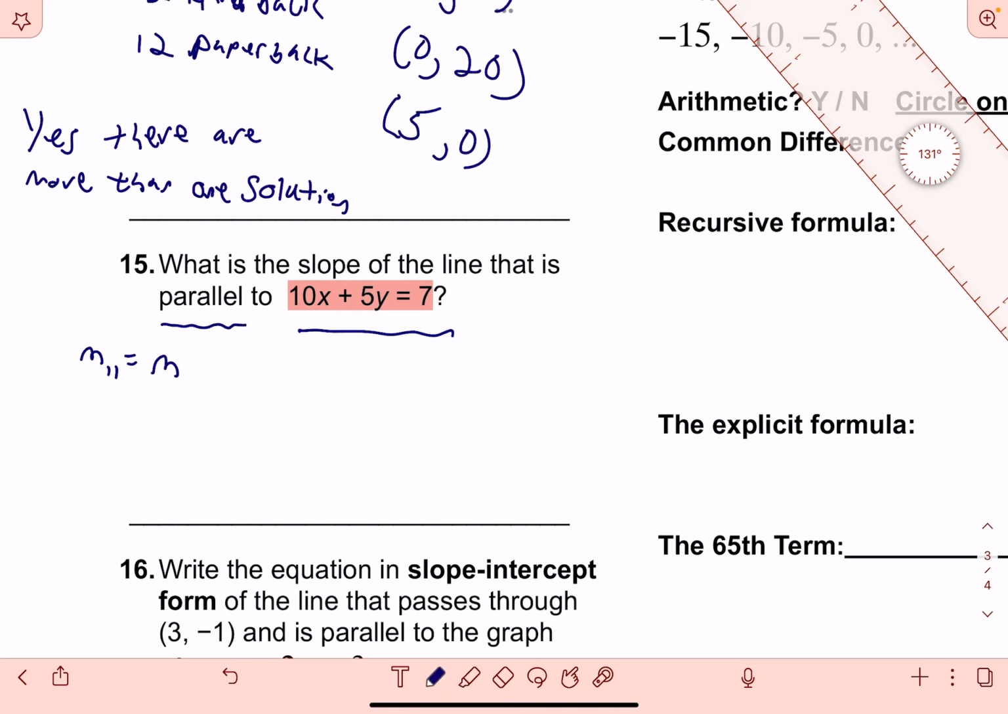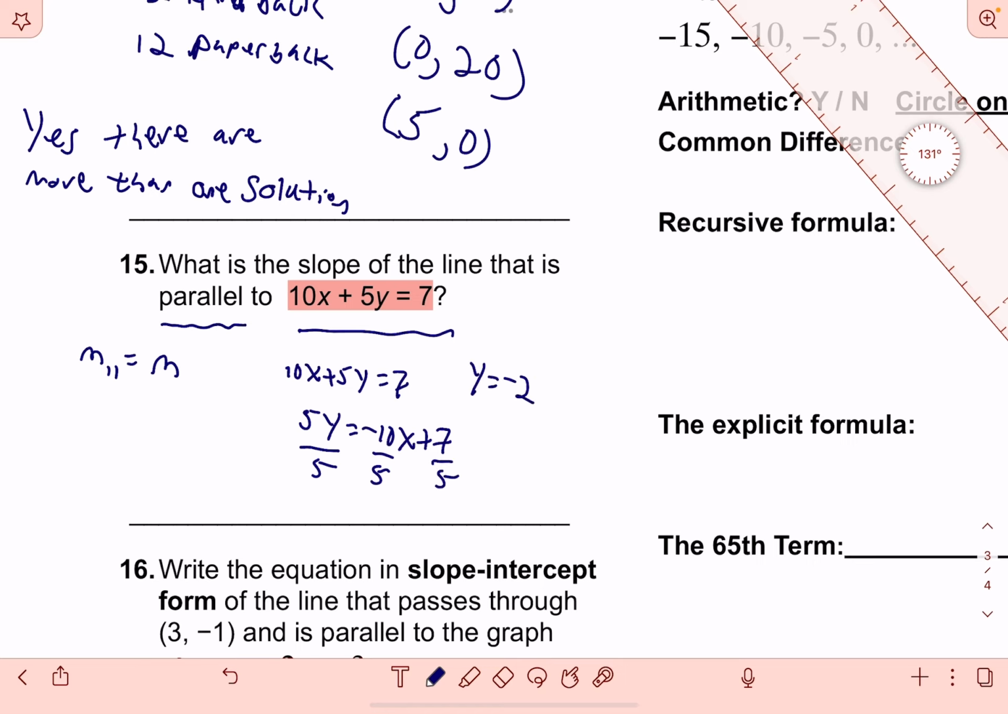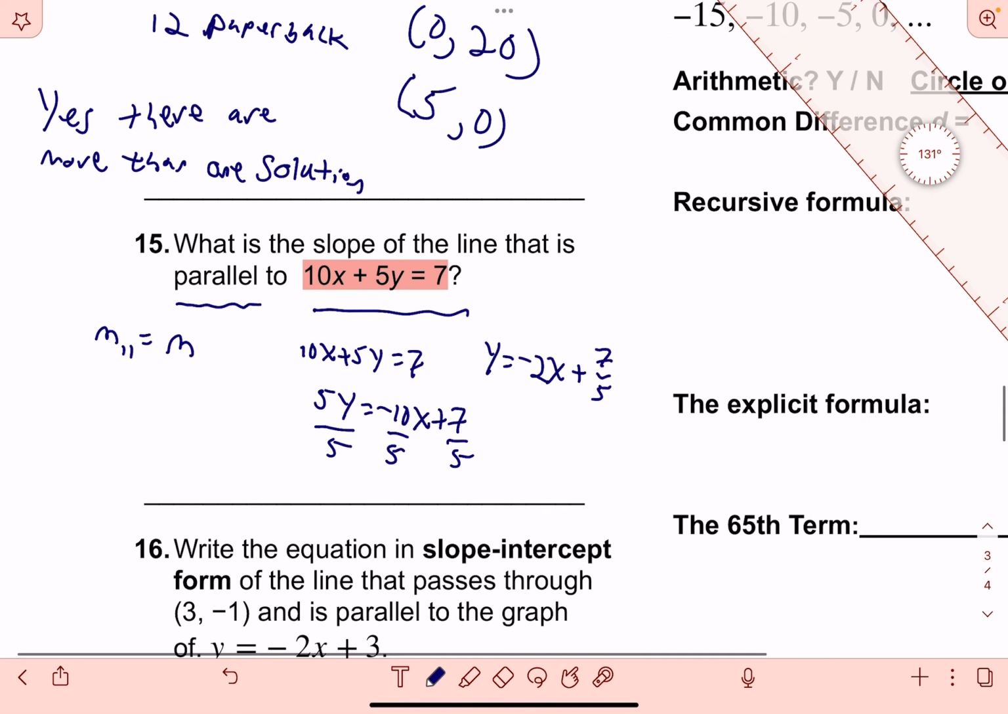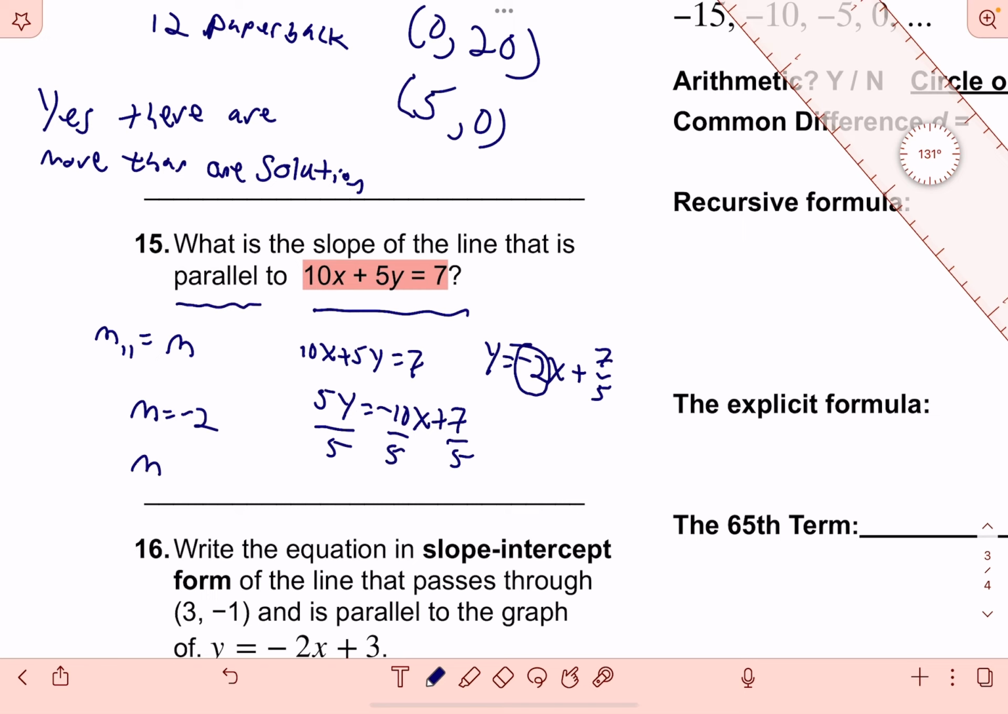One way is to solve for y. I'm going to subtract 10x, and we get 5y equals negative 10x plus 7. Divide by 5, and that gives you y equals negative 2x plus 7/5. We don't really care about the y-intercept, but from looking at this, you know the slope is negative 2. So m equals negative 2. So m parallel equals negative 2, because parallel lines have the same slope.